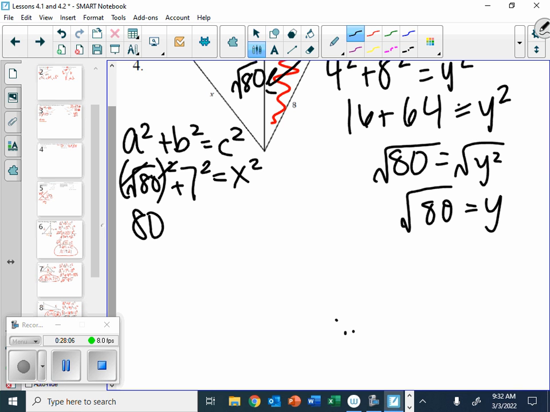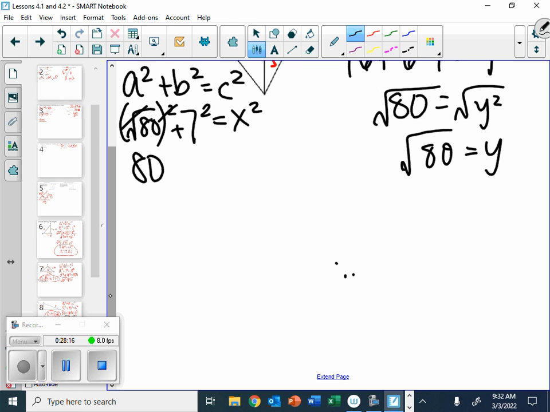If you would have gone ahead and simplified it and then squared all of that, you still should get 80. So if you forget to do that, it's not the end of the world. Alright, and now we can solve this like we normally would. What is 7 squared? 49. 49 equals x squared. 80 plus 49.